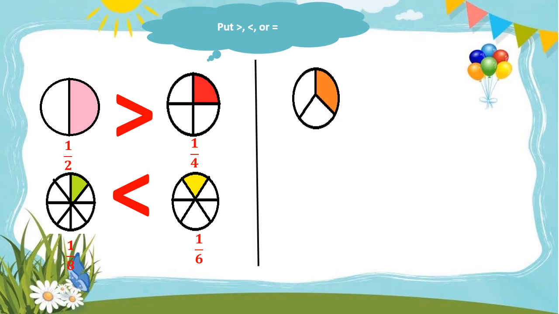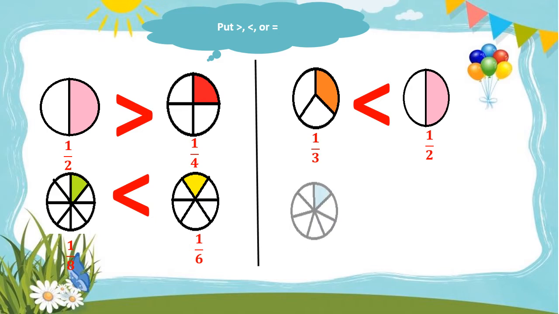We also have another circle cut into 3 equal parts. We shaded 1 out of 3, and another circle cut into 2 equal parts, and we shaded 1 out of 2. So which part is the biggest? Excellent, 1 out of 2 is bigger than 1 out of 3. The part of halves is bigger than the part of thirds.